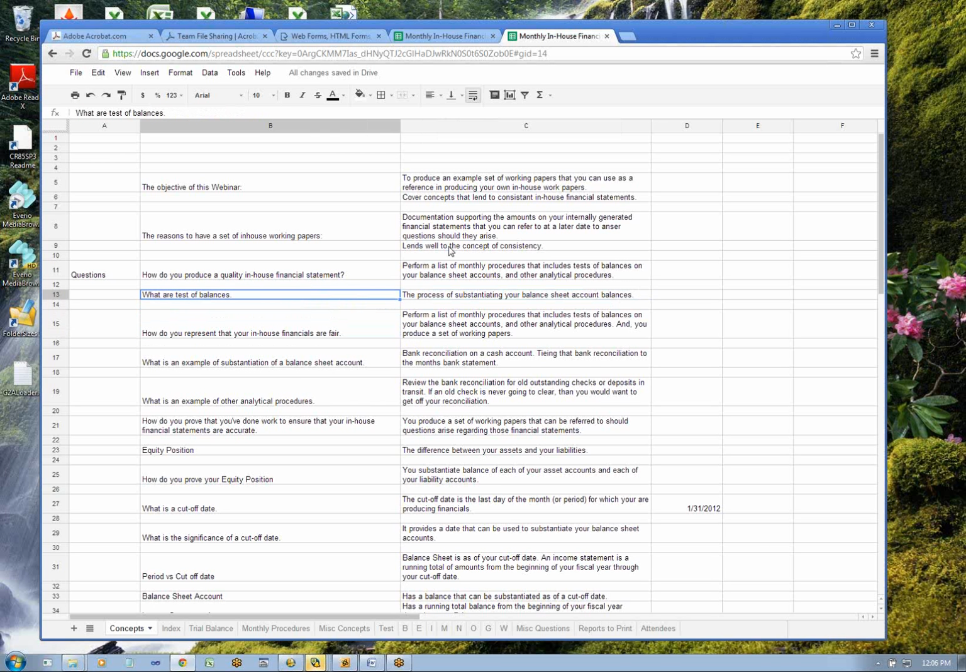Okay, so that's on your balance sheet accounts. Every one of your balance sheet accounts, as far as assets and liabilities are concerned, are something that you can go to external documents outside of your general ledger and your accounting system, and support those balances.